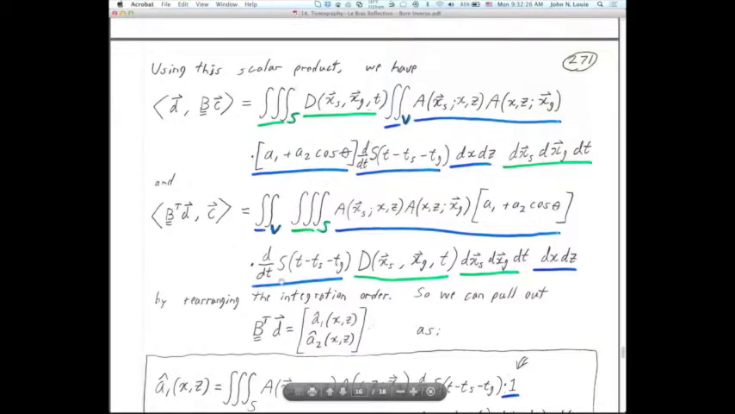Then we just rearrange. Everything in here is linear, so we can mix up the order of integration, what's inside what. And because we're just reordering a scalar product, there's no division here. There's no inversion here. There's no division.